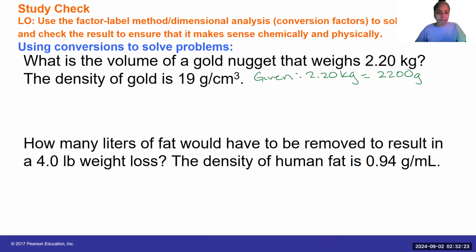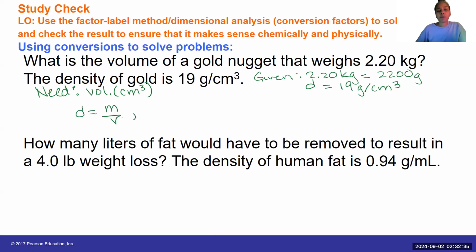Now that we've done that, we also know that we're given our density, which is 19 grams per centimeter cubed. We need our volume in centimeters cubed. Now, when we look at our density, D is density, M is mass, V is volume. You might get confused sometimes when you see this M in so many places. In this place, the M is representing mass. Here, in this unit, cm cubed, the M is representing centimeters. At times, if you see M before another letter, that is going to indicate milli. But let's get back to our problem.